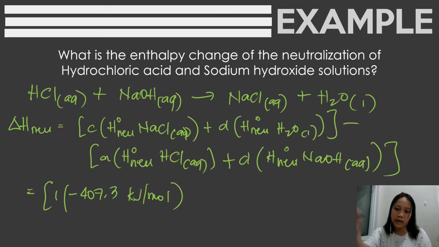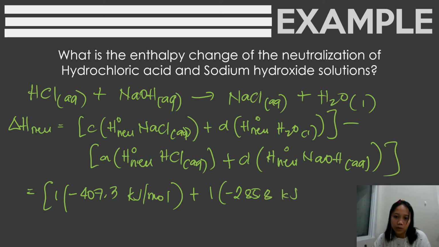Okay, so you might be asking me, why are we not using the kcal? Again, we just used the kcal a while ago because that was the example in the reference. So there are a lot of units that could actually be used for the enthalpy. The other one is kcal. In this case, we're going to use the kJ per mole. Then you have plus. Your D is just 1. That's the numerical coefficient of the second product. And you have negative 285.8 kilojoule per mole. Minus, you have 1, negative 167.2 kilojoule per mole.